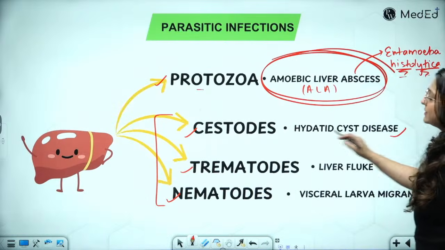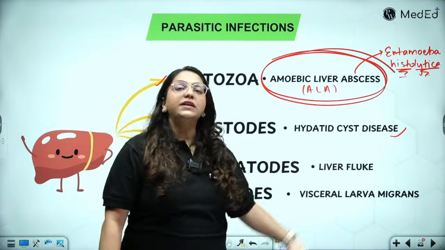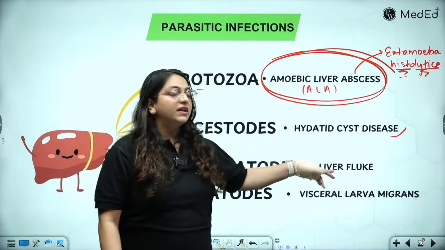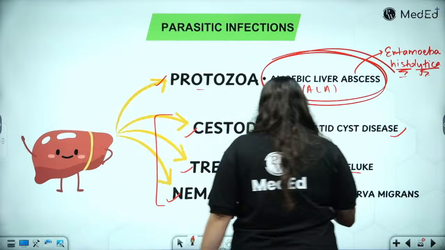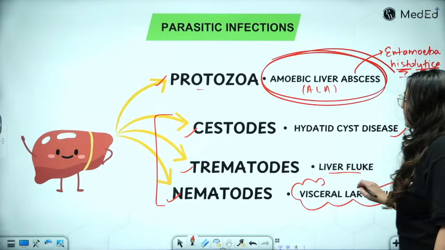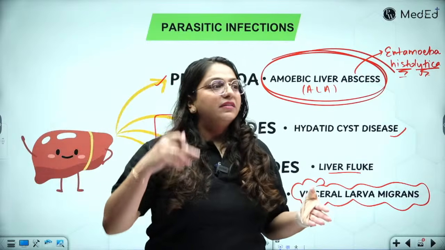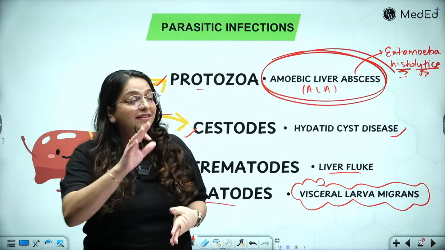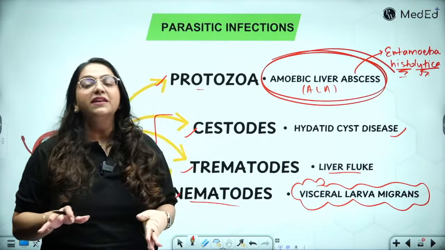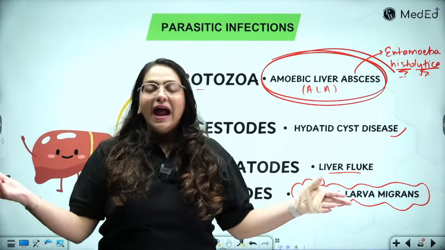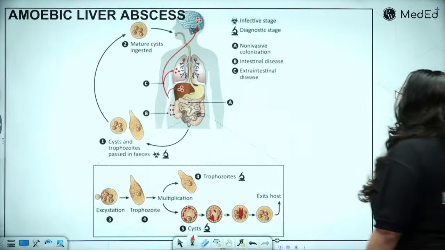Then amongst the cestodes, you have hydatid cyst disease. It is caused by the dog tapeworm. And then trematodes, you have the liver fluke. The name itself says liver fluke. And then the one topic which students dread the most because nobody teaches them well, it is the visceral larva migrans, which is a nematode. Actually, it is not able to cause disease in the liver, but it migrates there and ends up landing in the liver. That is the problem.